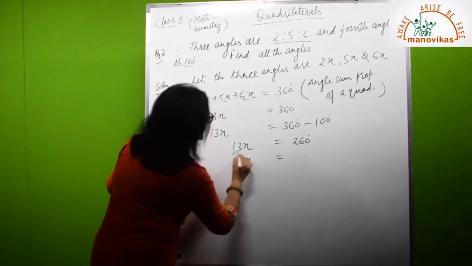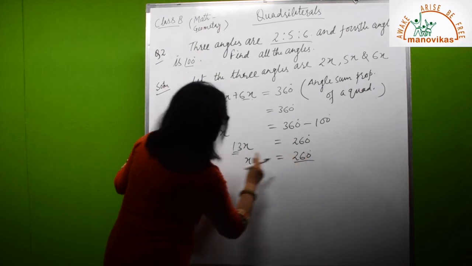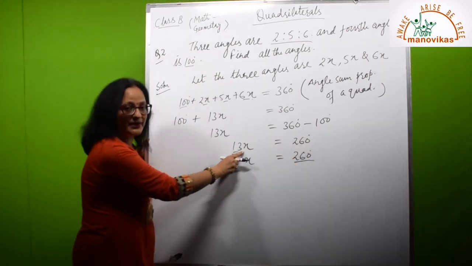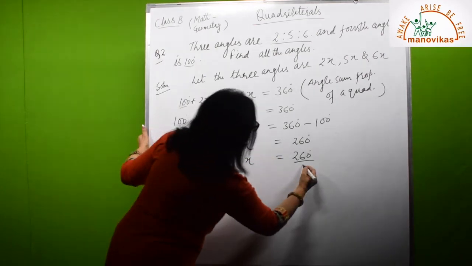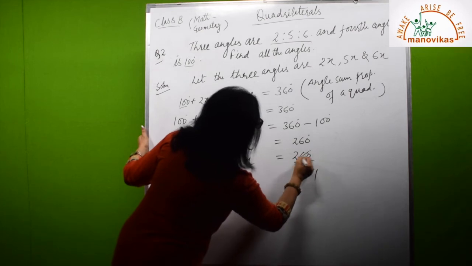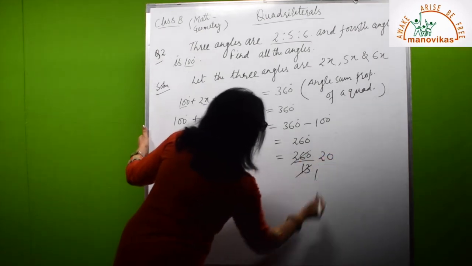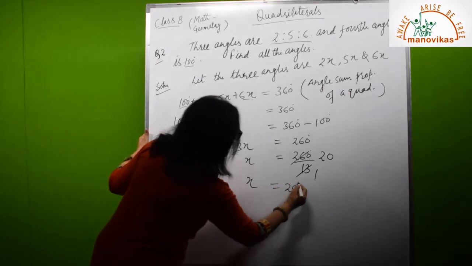Now we can find x. So this 13 will go in the denominator. Why? Because 13 is being multiplied here by x, so on the other side it will go in the denominator. So here you can cancel: 13 ones are 13, 13 twos are 26. So x is equal to 20 degrees, we got.